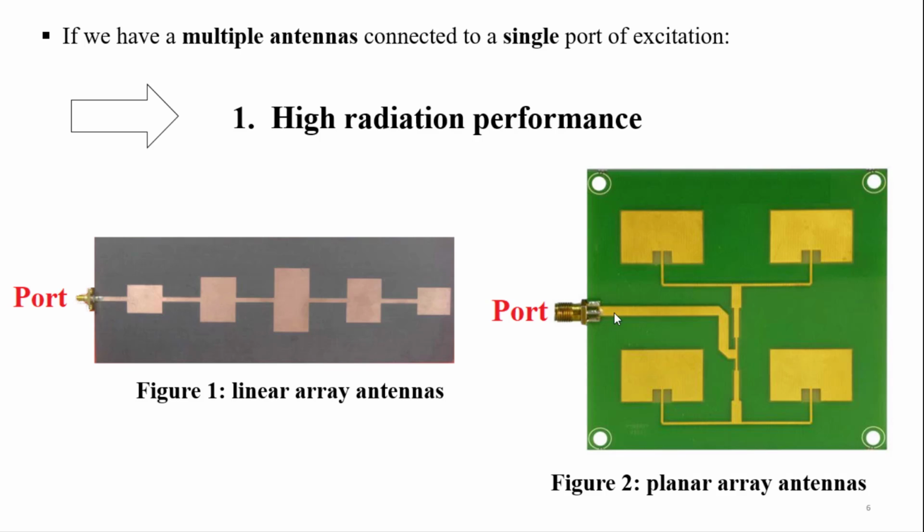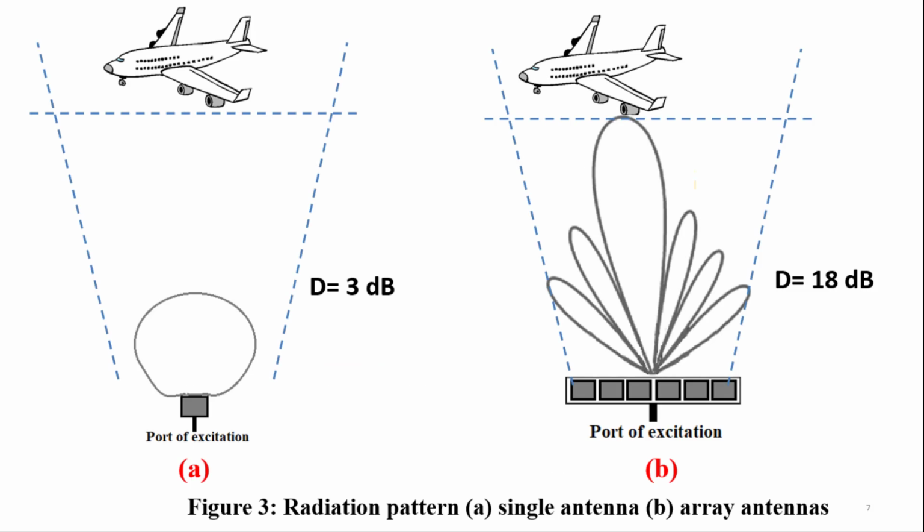The same for figure 2, where we have a planar array antenna with one single pulse of excitation used to power all antenna elements. So here also I talk about high radiation performance, because I have just one single pulse of excitation used to power the antenna elements. This figure can explain why we use an array antenna instead of a single antenna.